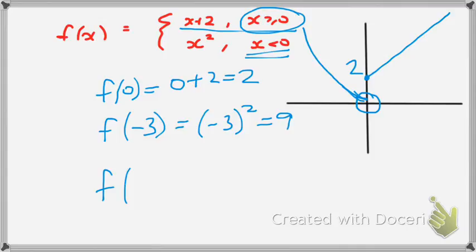And then we could be asked to evaluate f of a squared. Now, this one's a little bit tricky. A squared, because it's a squared number, must be positive, so it must lie in the top one. So we replace x with a squared in the top one, so it must be a squared plus 2.